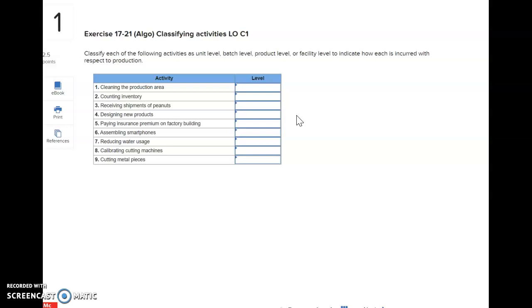You can also go to my lecture video on Blackboard. So Chapter 17, Part 3, the beginning of that video, I go over the activity levels. So you're going to go ahead and choose if it's batch, facility, product, or unit for each one.